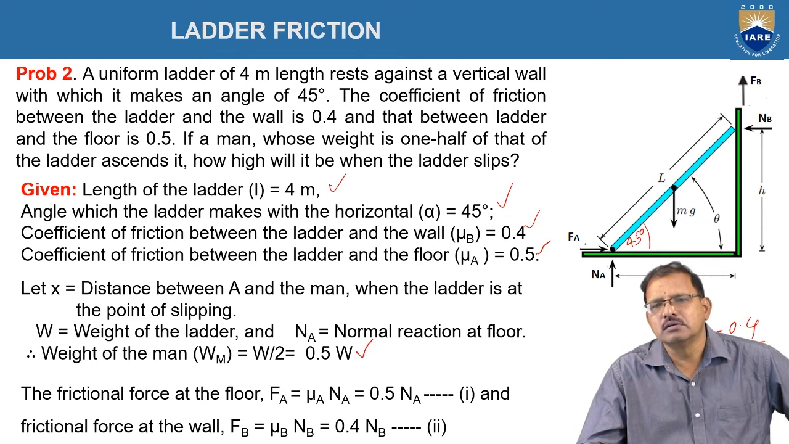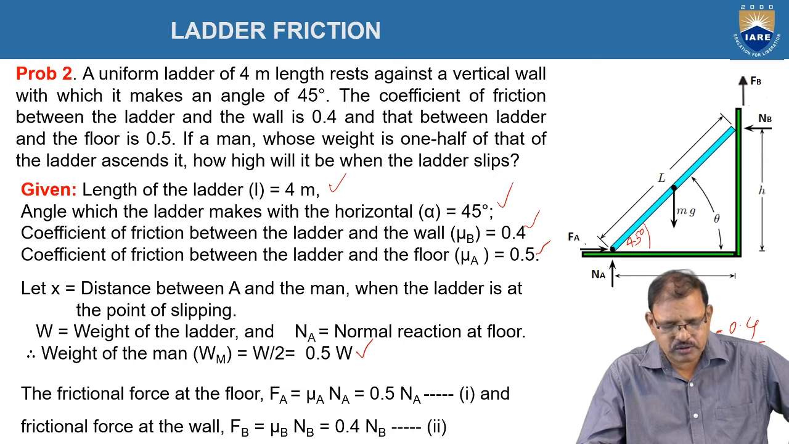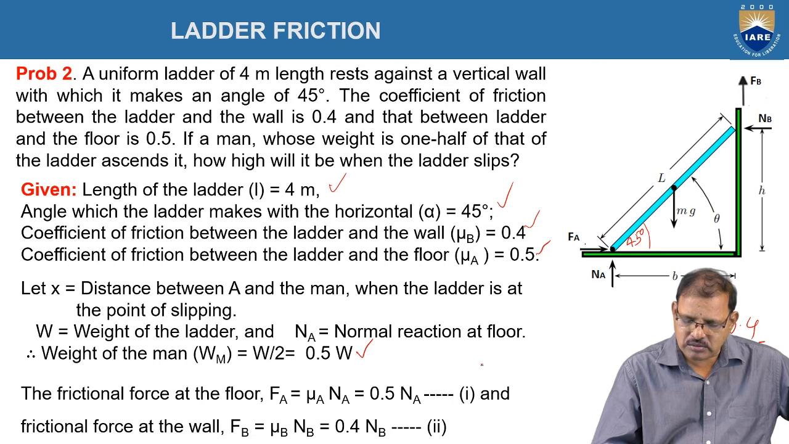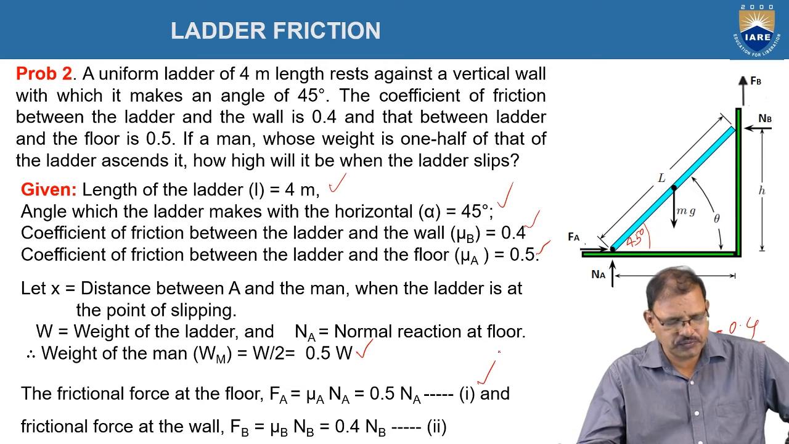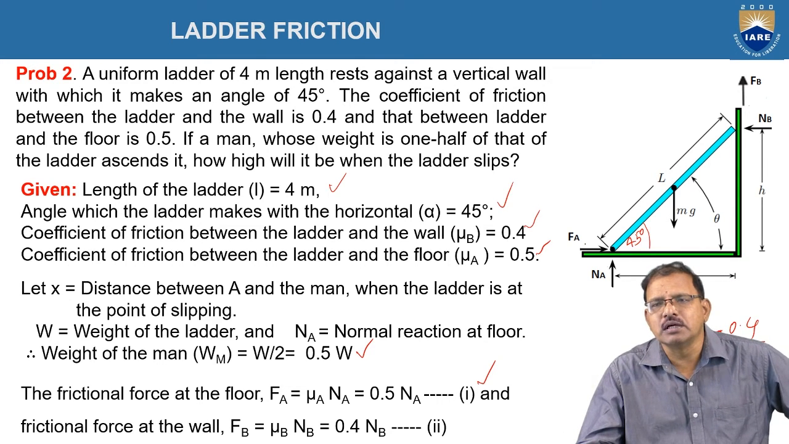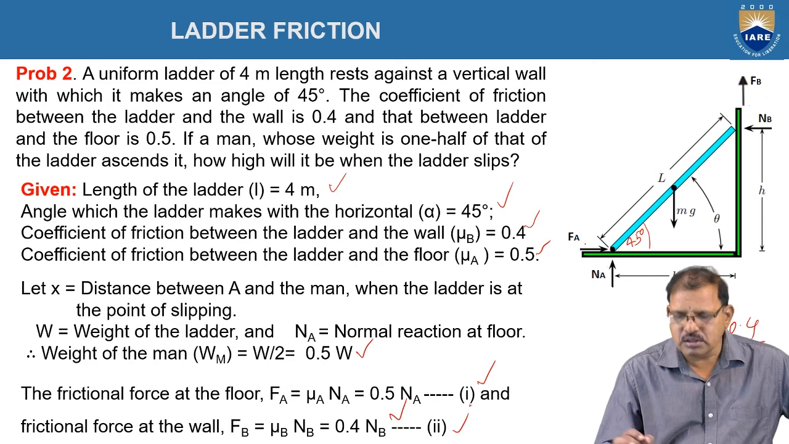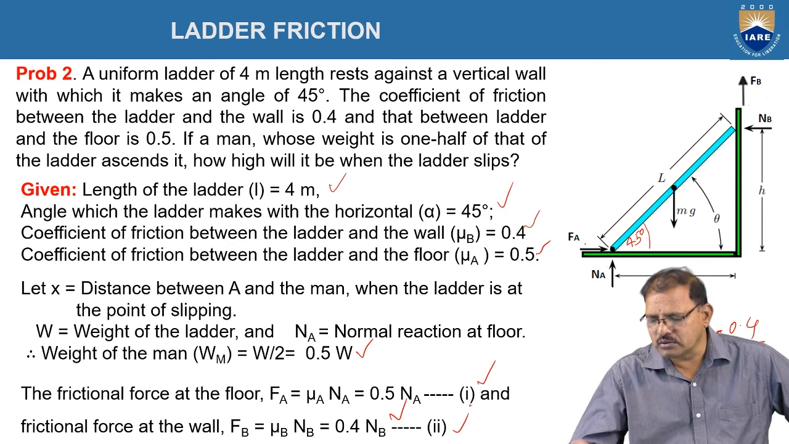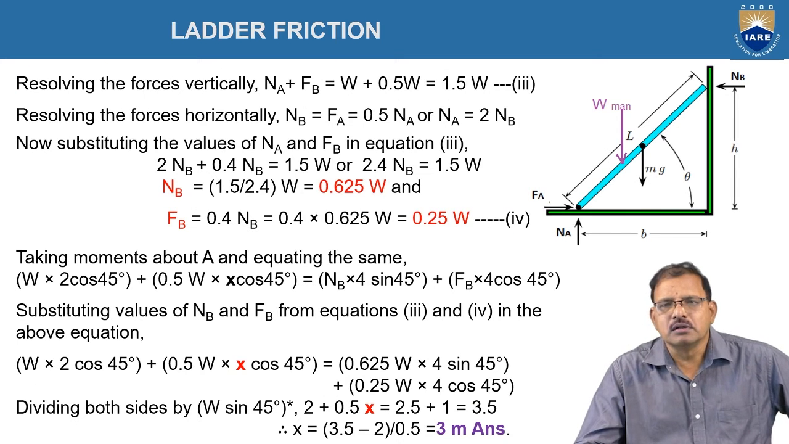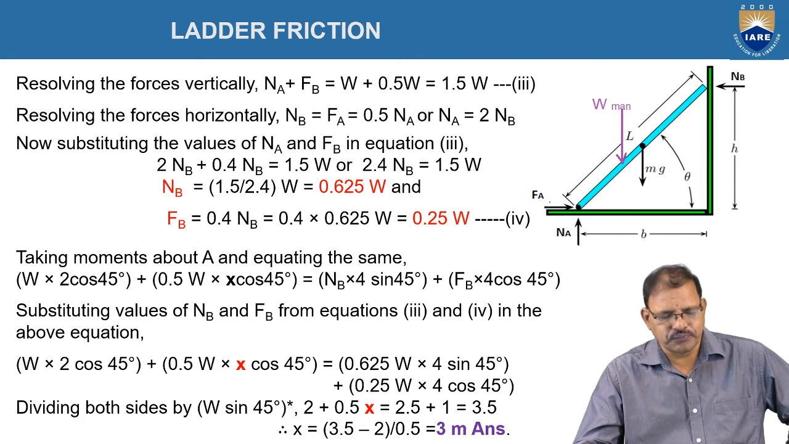Now, the frictional force at the floor is FA equal to mu A NA, which is equal to 0.5 NA. This is equation number 1. The frictional force at the wall is FB equal to mu B NB, which is 0.4 into NB, given in equation number 2. Now, we consider the system to be in the equilibrium position.